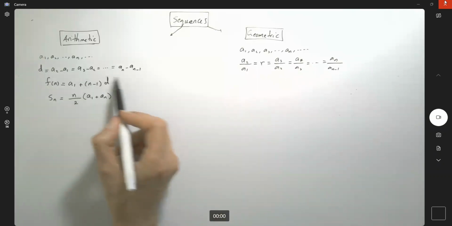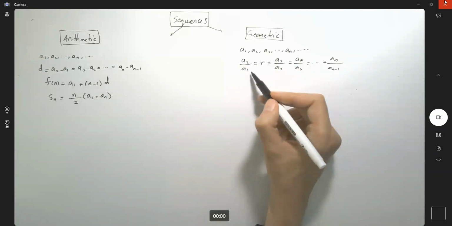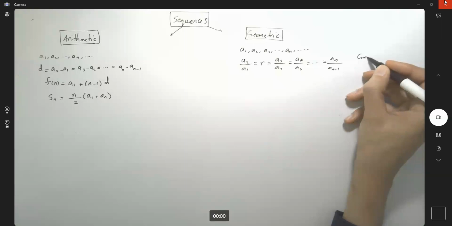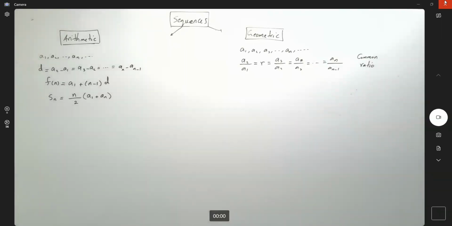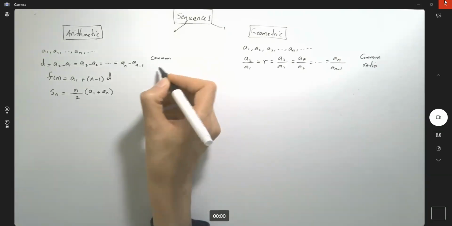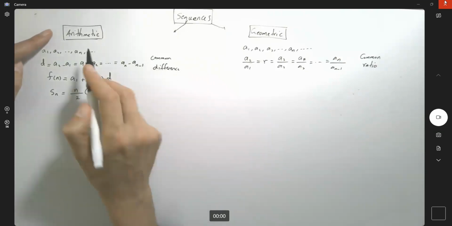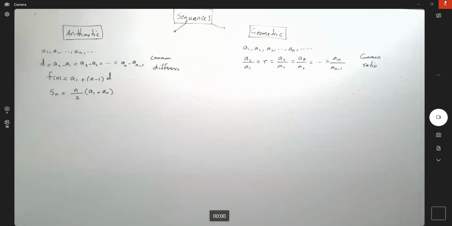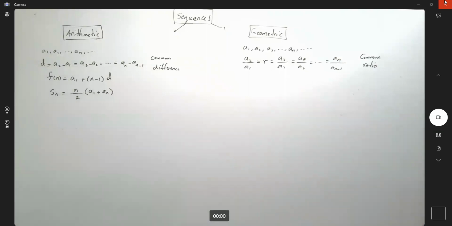So here you have a common difference. The difference is the same. Here the ratio, the division, is the same. So common difference for arithmetic sequence and common ratio for geometric sequence. Please note that R is not 0.